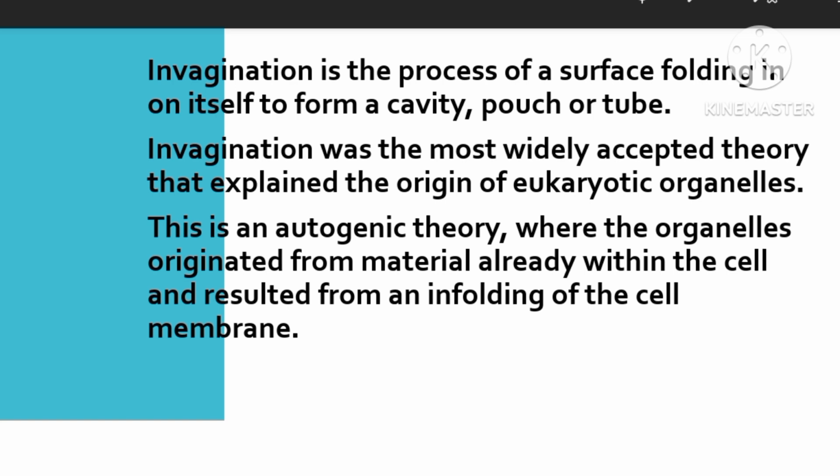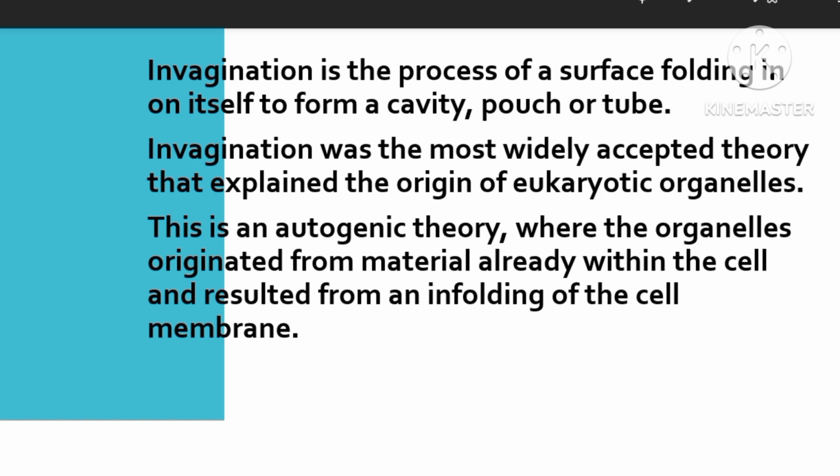Invagination was widely used to explain the origin of the eukaryotic organelles. When we talk about how new organelles formed in the eukaryotic cell, there are two theories by which we discuss how the various organelles present in the eukaryotic cell were formed. One is the theory of invagination, and another is the theory of endosymbiosis. Today we will talk about the theory of invagination.